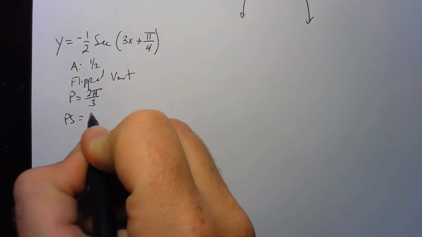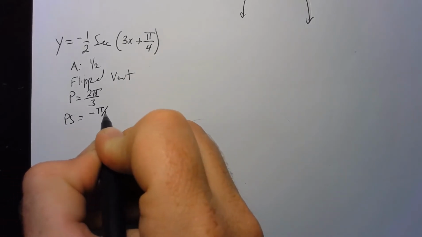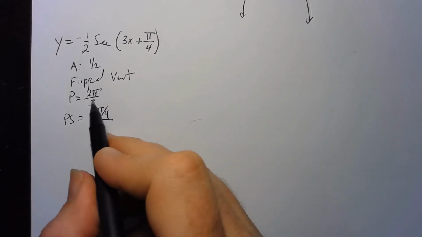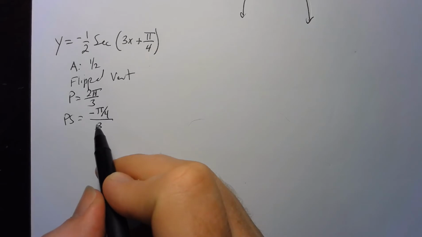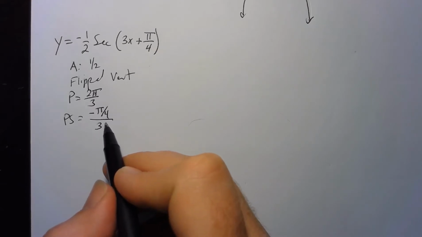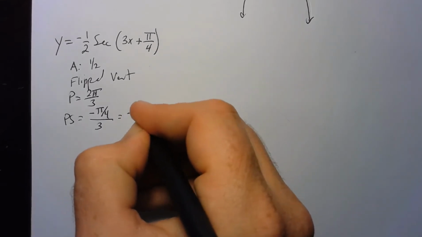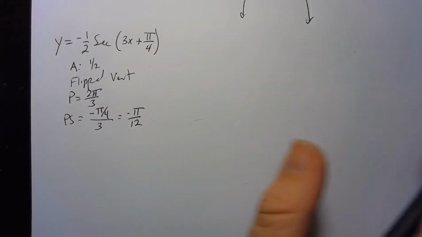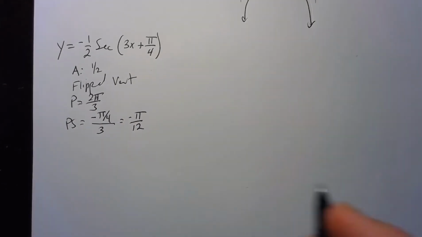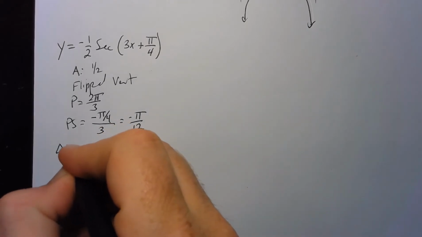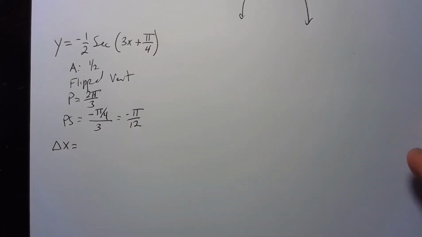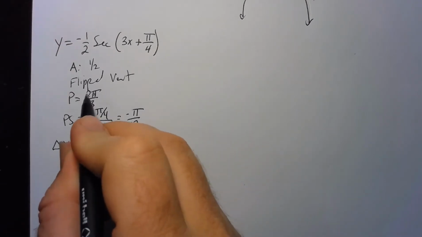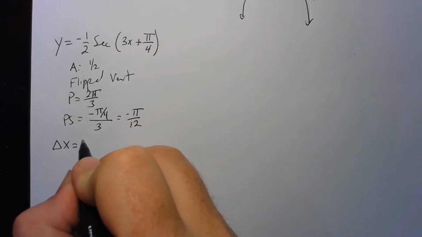My phase shift, recall, is a negative c divided by b. And again, if I keep flip change this, it's going to be this fraction divided by 3, which is then multiplied by 1/3. So it's going to be equal to a negative pi divided by 12. What I'm going to do next, because every time that I deal with the phase shift, I think it's a little bit easier to handle, is identify what my delta x is. Again, remember the delta x is nothing more than your period value divided by 4. So if I take 2 pi over 3 and I divide it by 4, that's going to give me 2 pi over 12.